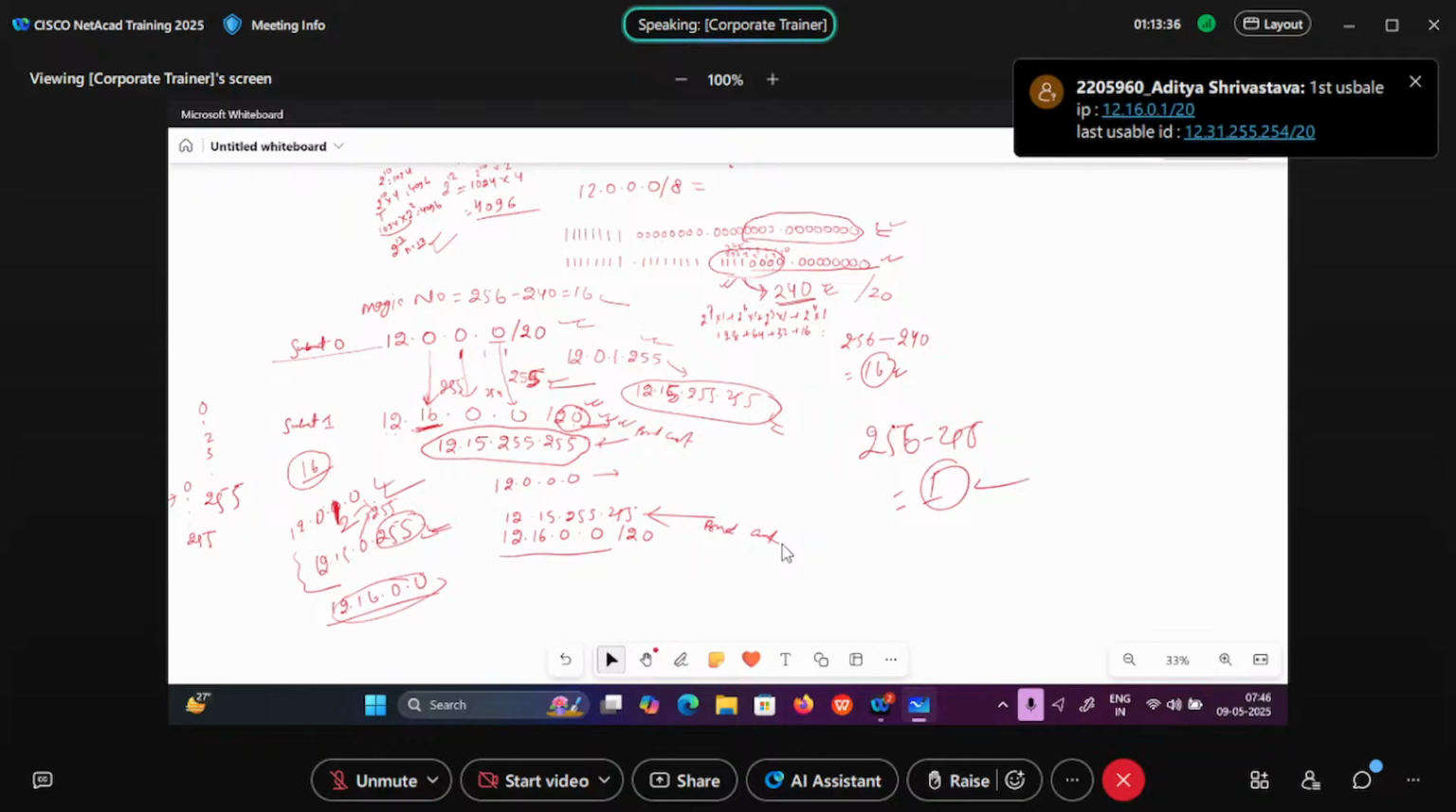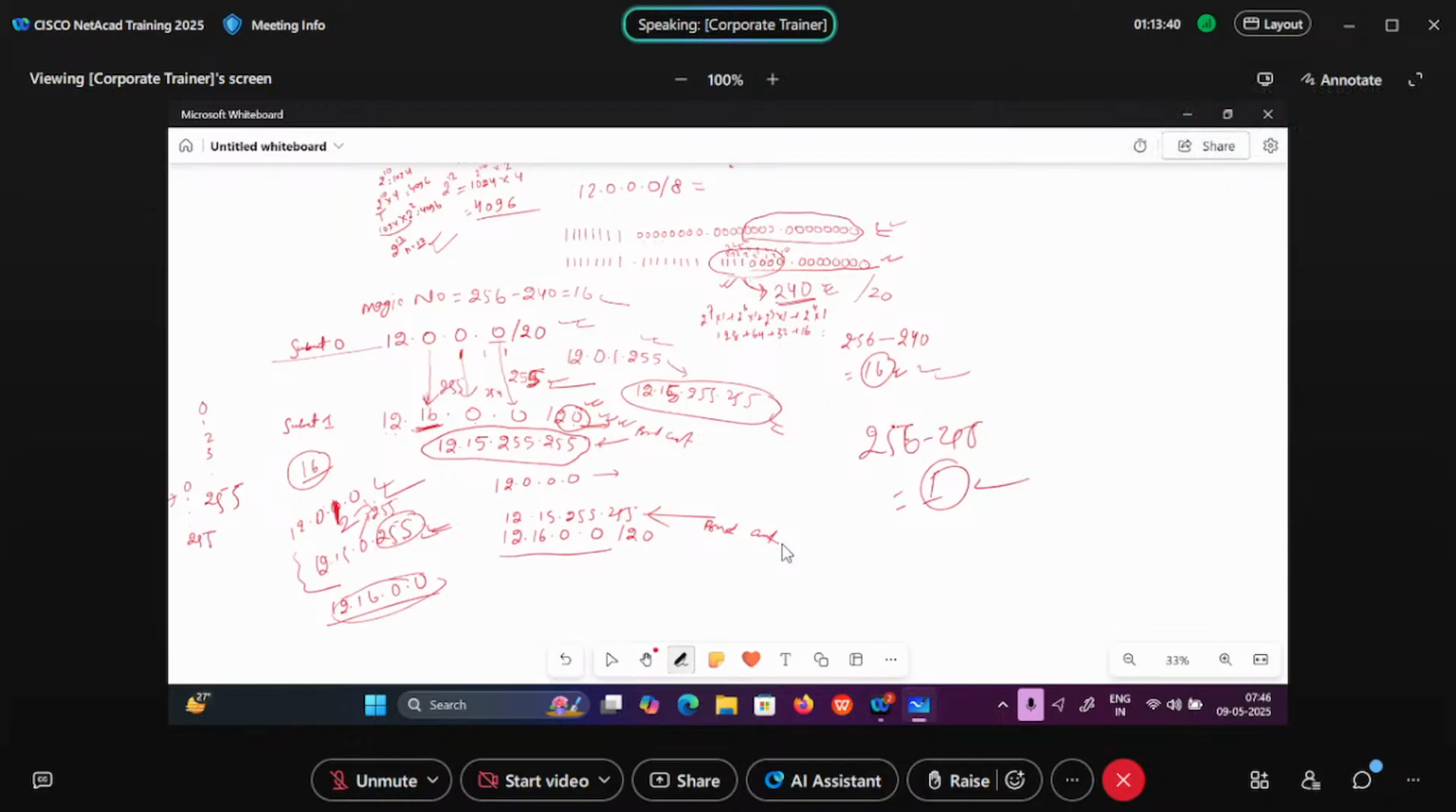If you go ahead with the third octet, there are more chances, because a block size of 16 means that whenever you write the first ID and then go for the second subnet, there is a gap of 16 in between. In each gap you can configure up to 255 hosts. So just multiply by 16. 255 into 16, how much do you get? Just tell me the answer.